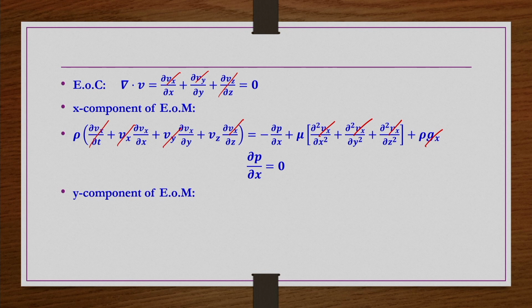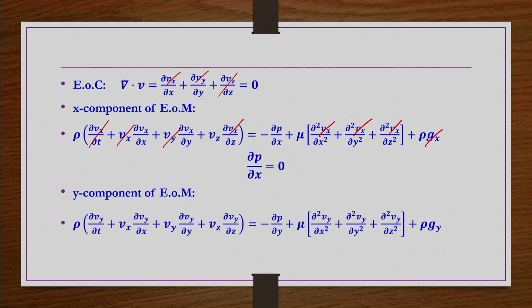Similarly, the y component of the equation of motion is given here. Steady state, so this term is 0, Vx is 0, Vy is 0, so all these 3 terms are 0. Gravity is only in the z direction, so this term is also 0. So we have dou p by dou y equals 0.